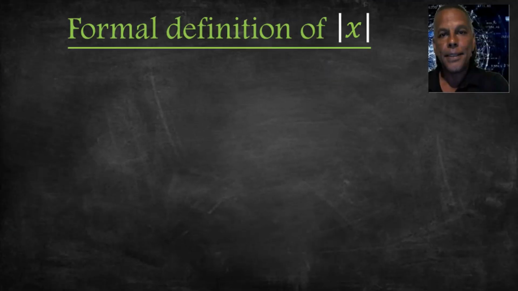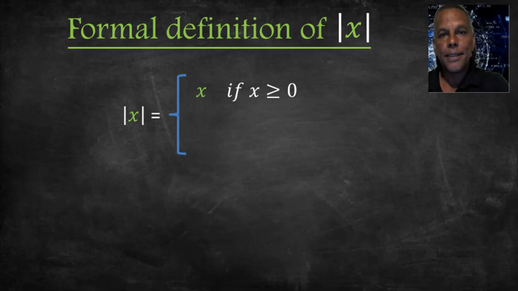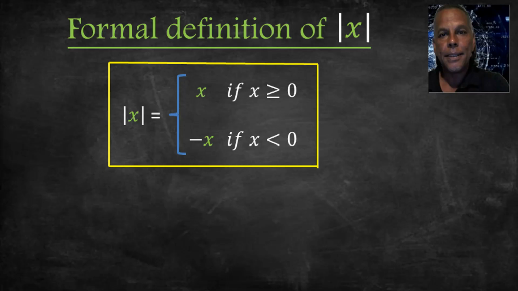Let's look at the formal definition of the modulus function. The mod of x is defined as x if x is greater than or equal to 0, and it's defined as negative x if x is less than 0. This is what is known as a piecewise function.